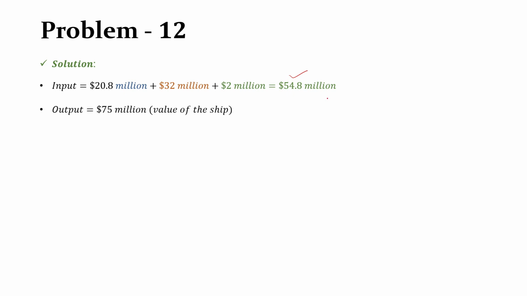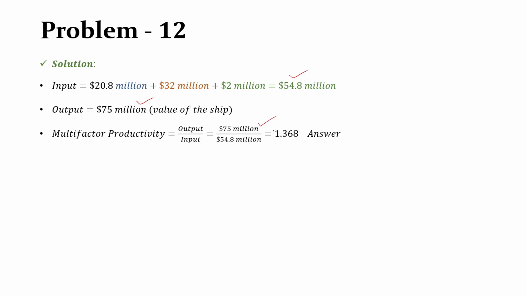We know that the output is equal to the value of the ship, which is $75 million. We use the multi-factor productivity formula and divide output by input. The output value is 75 million and the input value is 54.8 million. And our multi-factor productivity is 1.368. And this is how we calculate the productivity of a process.